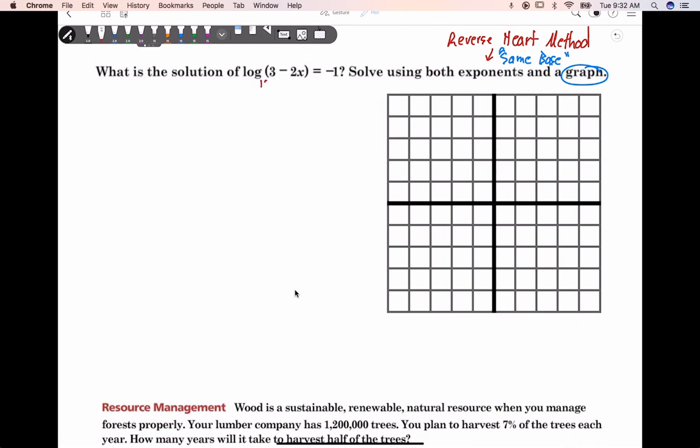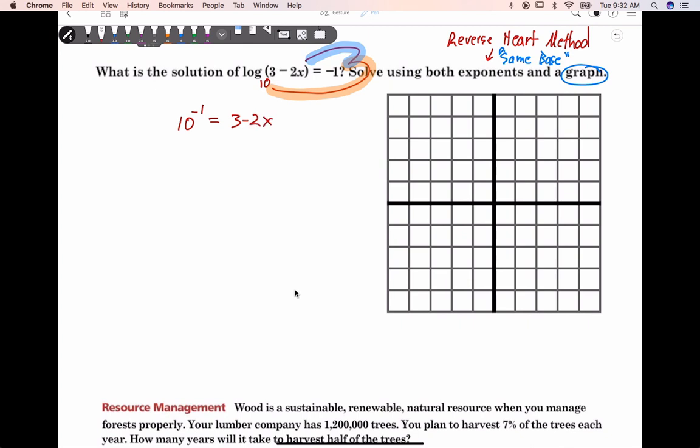So we know that the common base is 10. So it's log base 10 of the argument 3 minus 2x. And this reverse Hart method says I can rewrite this as an exponential function. Okay, and it's going to be 10 to the power of -1. And it's equal to the second part of this reverse Hart method, it's equal to the argument, which is 3 minus 2x.